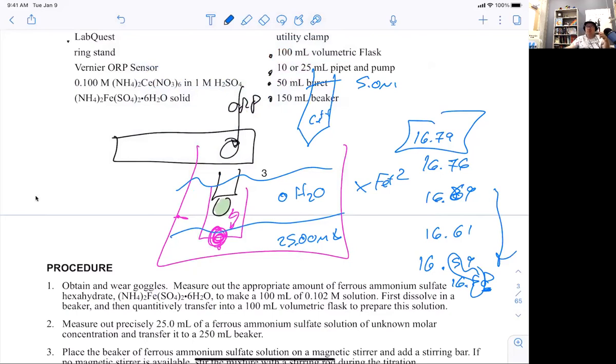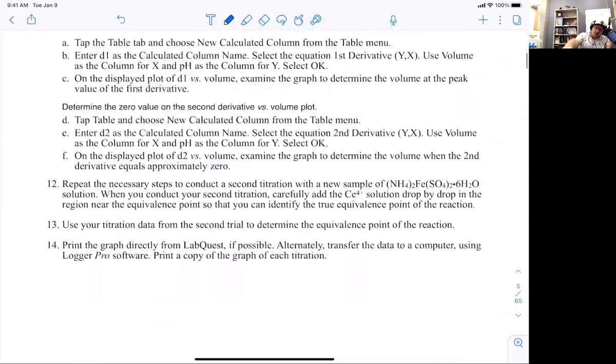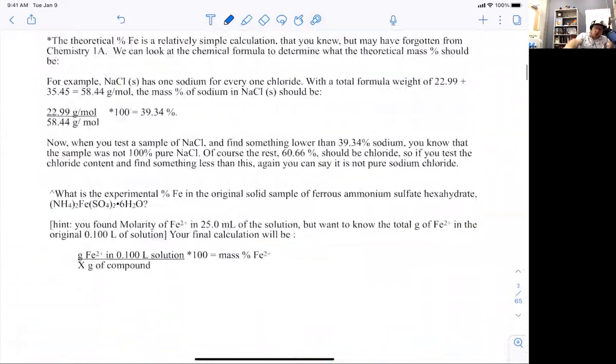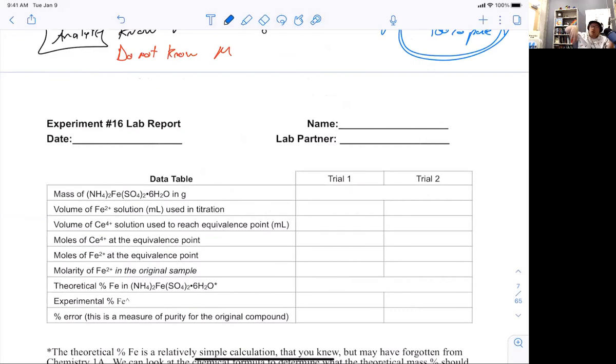Okay, I think that's good on a pre-lab lecture. Probably I forgot something, but at least you'll be able to get started and hopefully collect some really good data. Again, I'm asking everybody to do 3 trials. Move this report sheet over to your lab manual. You can already calculate the theoretical percent iron.